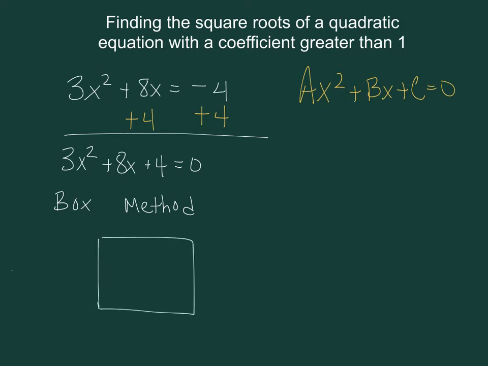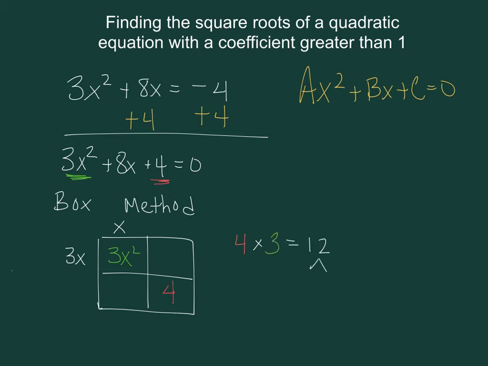And so what we're going to do is draw out the box. Let me get some different colors going here. Here's 4. 4 is going to go in the bottom right, and the 3x squared will go in the upper left. Now, we know that this makes 3x times x to get 3x squared. What we're going to do is take 4 times 3. So we're going to come over here and go 4 times 3, resulting in the number 12.